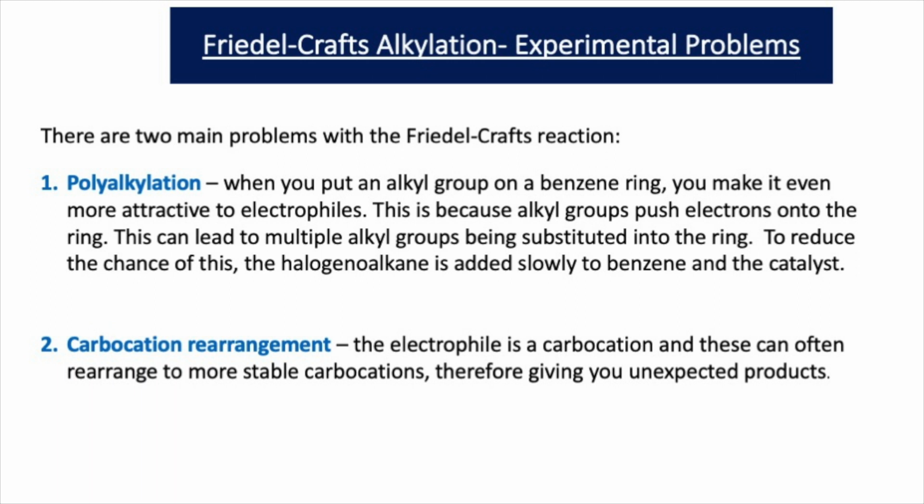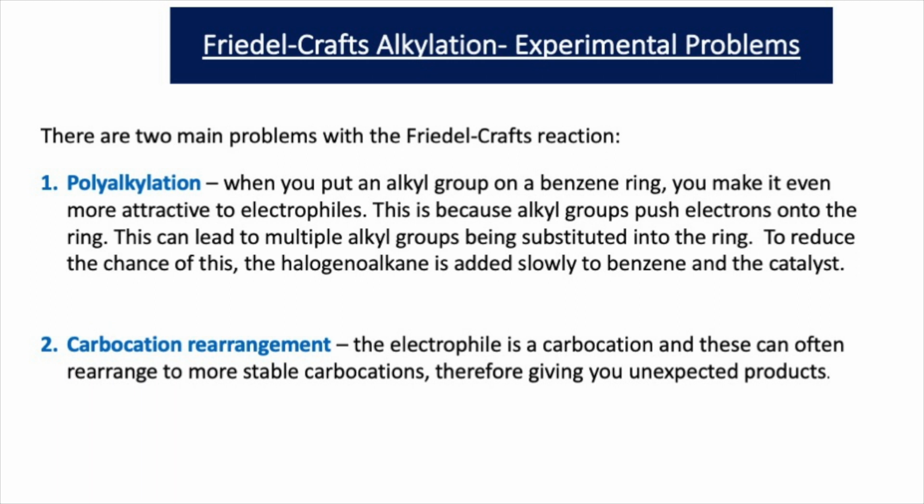Now when you put an alkyl group on a benzene ring, you make it even more attractive to electrophiles, and this is because alkyl groups push electrons onto the ring, and this means it will react more readily with electron deficient species, with electron pair acceptors, and you can get multiple alkyl groups being substituted onto the ring. Now to reduce the chance of this, the halogenoalkane is added slowly to benzene in the catalyst, but there is still a possibility that you can get multiple alkyl groups on the ring. So that is the first problem.